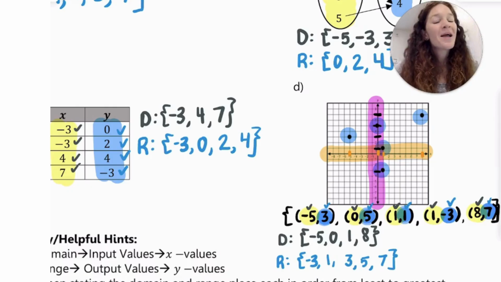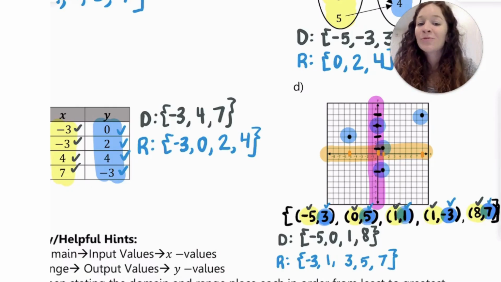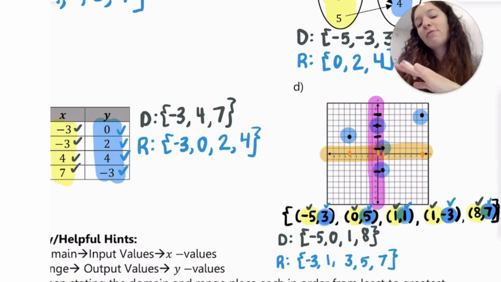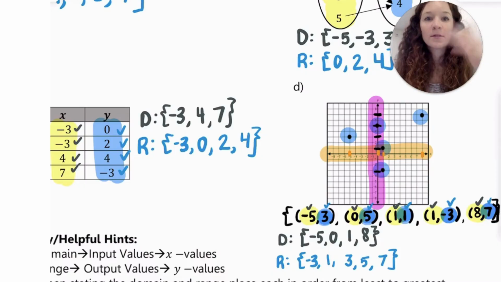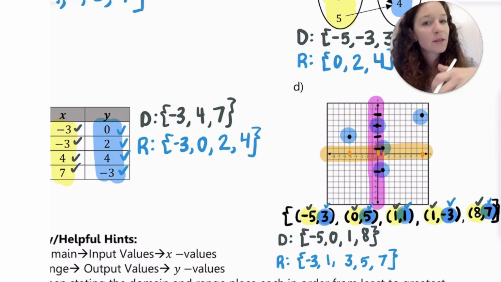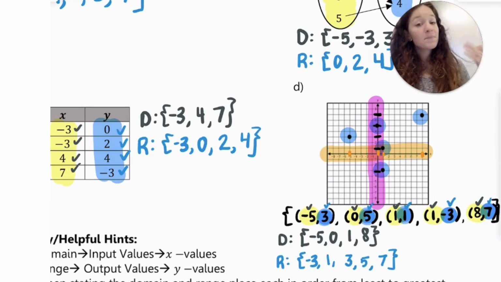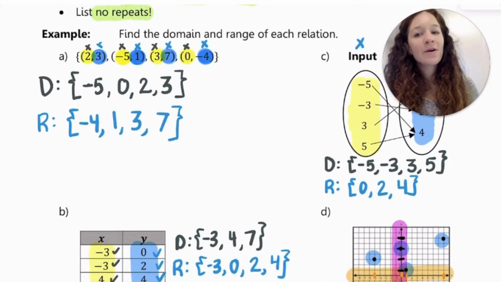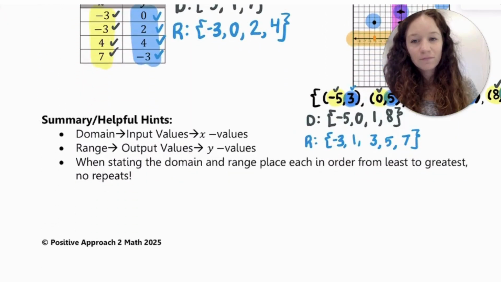pairs. But if you know anything about me, I would rather take the longer route that would assure me the correct answer than kind of leave it in a chance of missing something. So I'd rather just write down all the ordered pairs and then say, okay, let me get the x's, put them in order from least to greatest, no repeats. Let me get the y's, put them in order from least to greatest. But just to show you an alternative. Okay, so that is our domain and range.